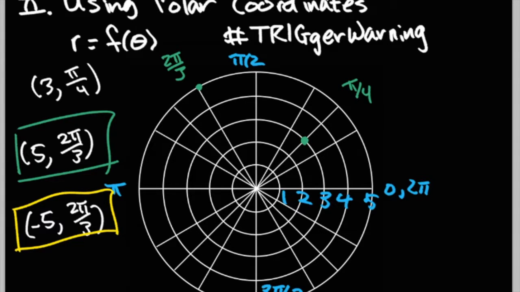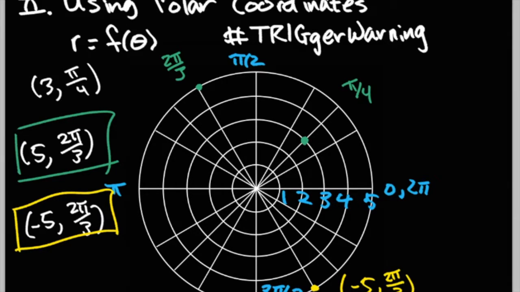So this goes actually in the negative direction. Same angle, positive's that way, negative is that way. So we'll just go negative. So find 5 there, and then that's it. (-5, 2 pi over 3).